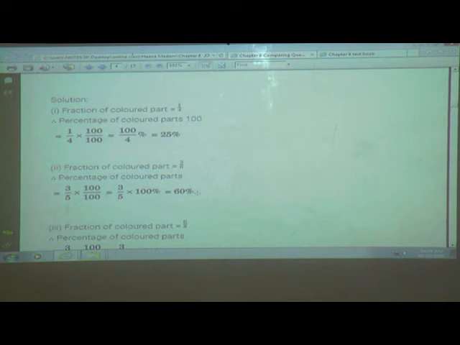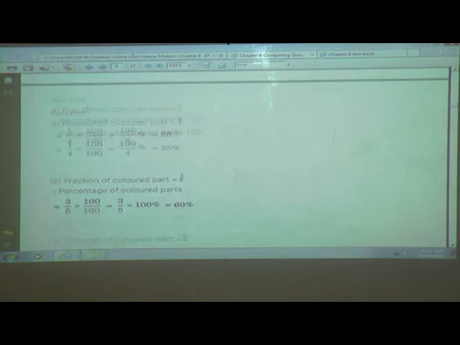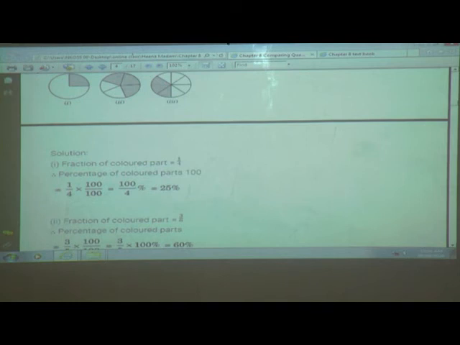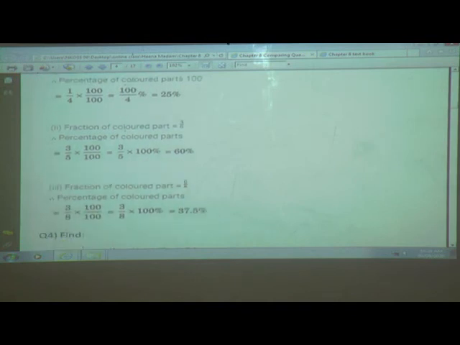So it is 60%. First, we wrote a fraction out of the given figure, and the fraction was converted into a percentage. So now it is very easy. When a fraction is given, you can convert it into a percentage by multiplying by 100%. That is, we always have to find the percentage out of 100.